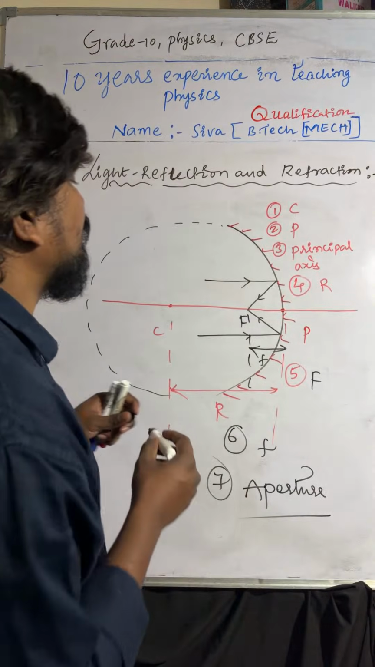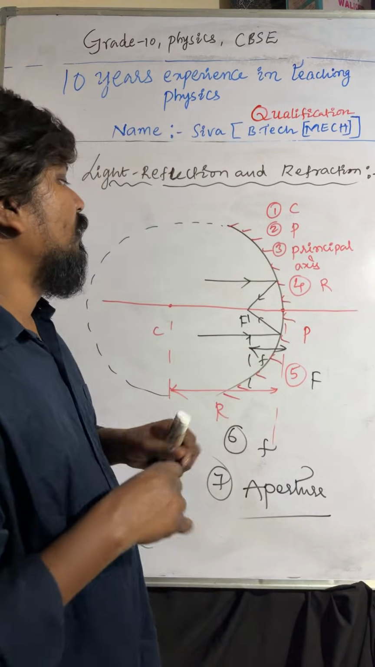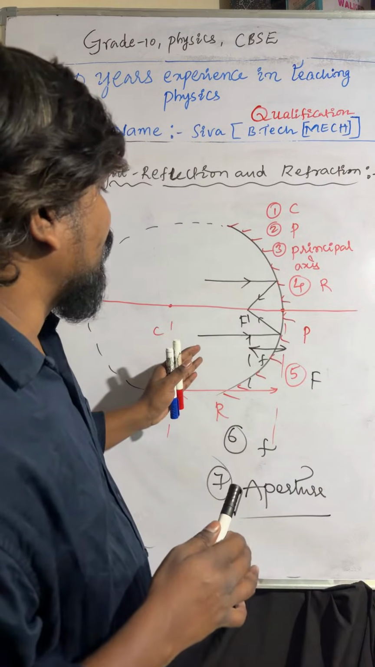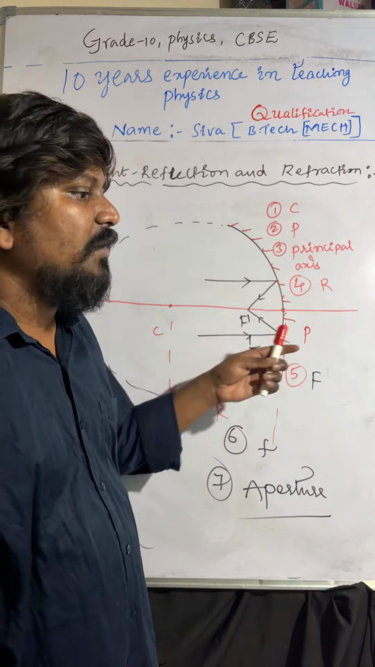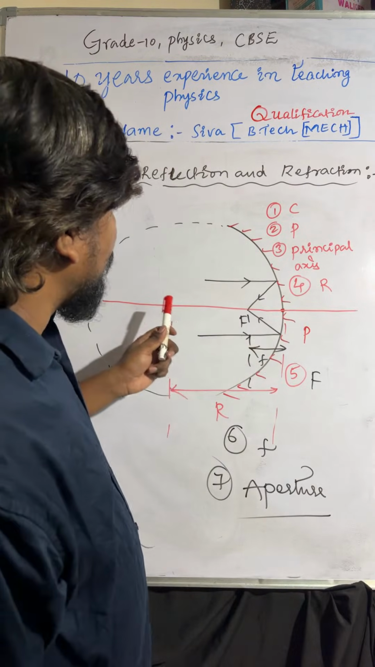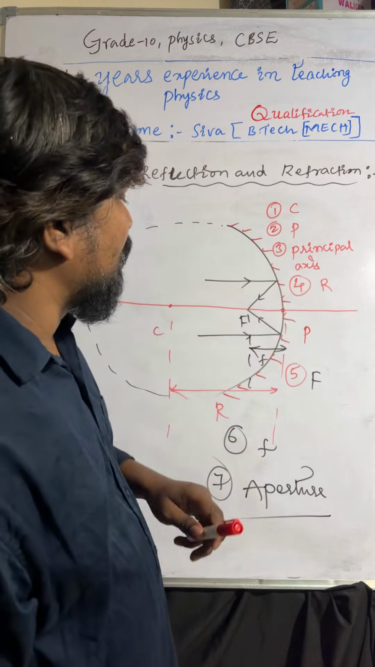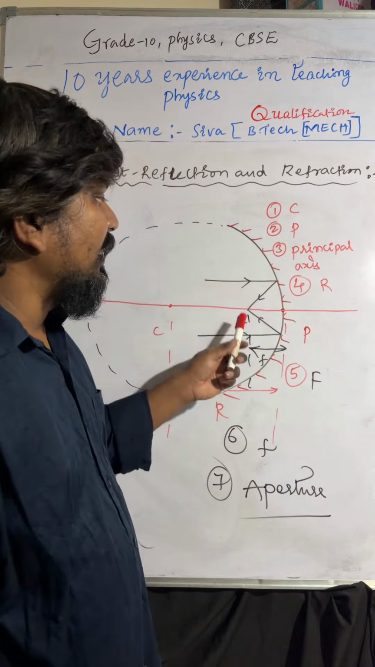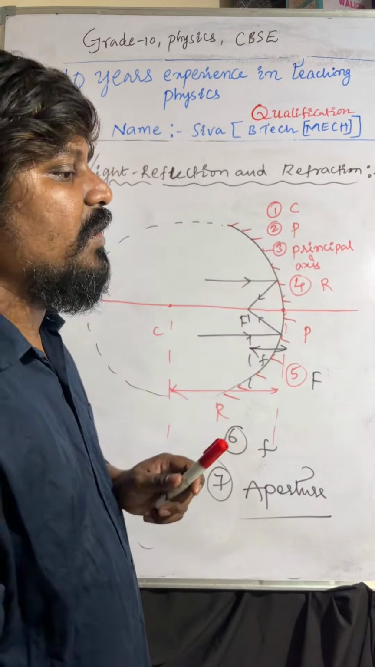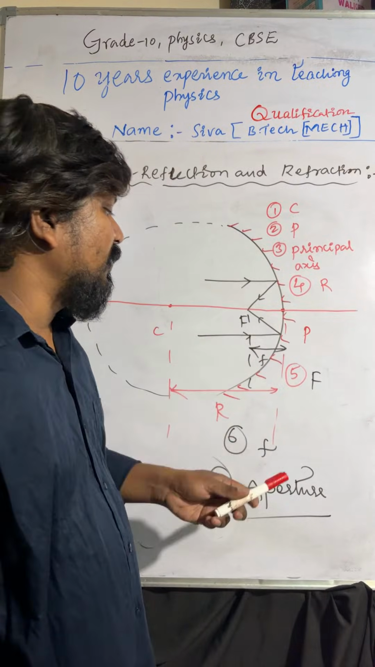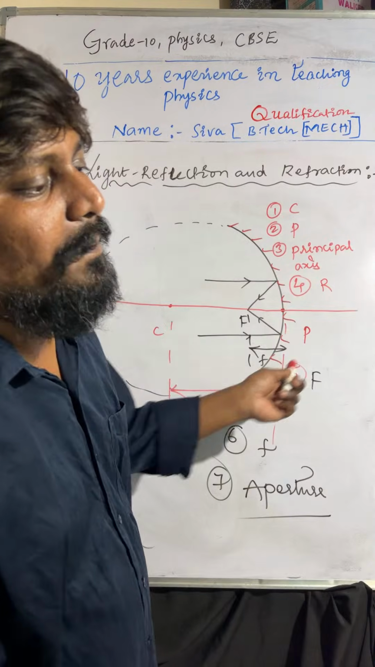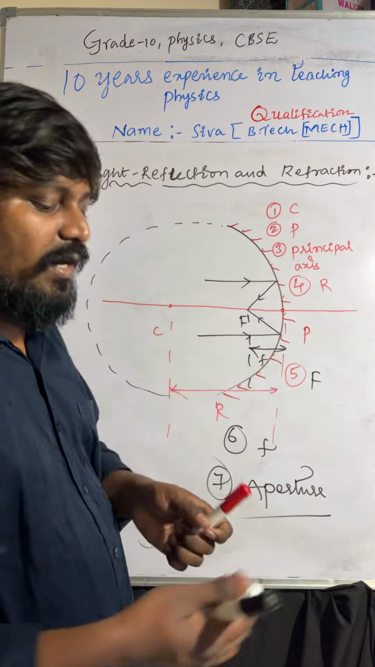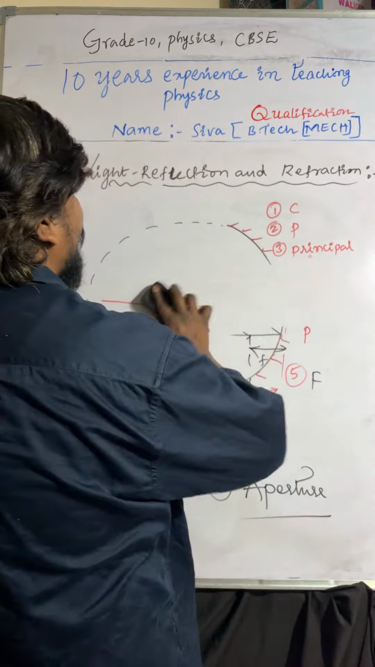Understood or not? Center of curvature, pole, principal axis, radius of curvature. The line joining the center of curvature and the pole is called the principal axis, and the distance between the center of curvature and the pole is called the radius of curvature. After reflection, all light rays meet at one point, that is called focus. The distance between focus and pole is called focal length. And the width of the reflecting surface is called aperture. Understood or not? So these are the terms related to spherical mirror.